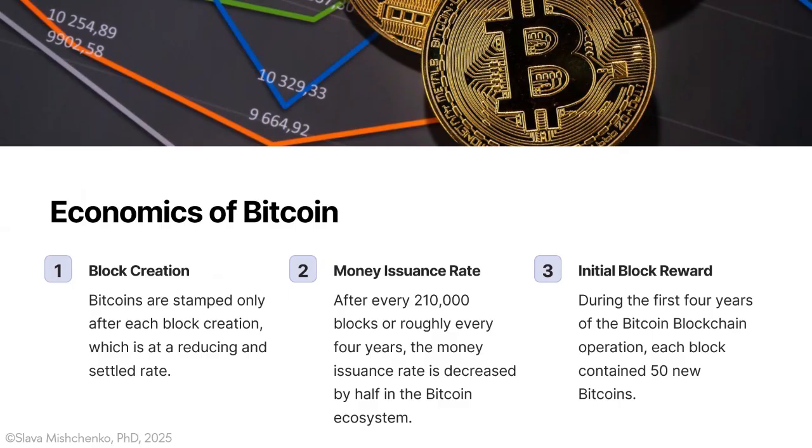The systematic reduction in the rate of new Bitcoin creation is what economists call a disinflationary model. It's completely different from traditional currencies, where central banks can create new money at will. In Bitcoin's case, the rules are set in stone from the beginning, creating what I believe to be one of the most sophisticated monetary policies ever designed.